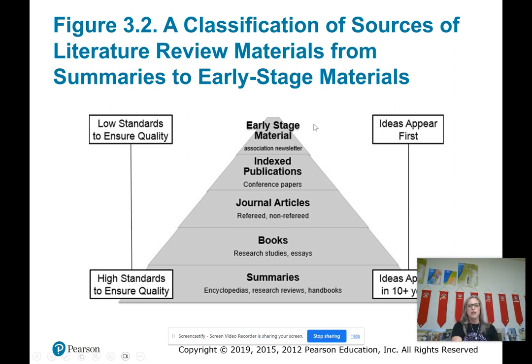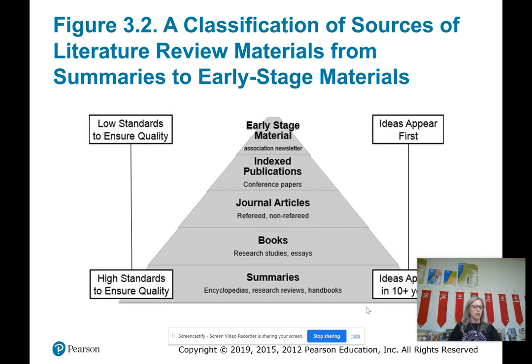Now, here's a neat little diagram, and this is what I was talking to you about, how ideas first appear as early stage material, and then go through this process. Here are your journal articles, and they've been around for a while. Then they turn into books, and then people start summarizing them. So the quality has gone through. They've been around for a long time. They've stood the test of time, is what that means.